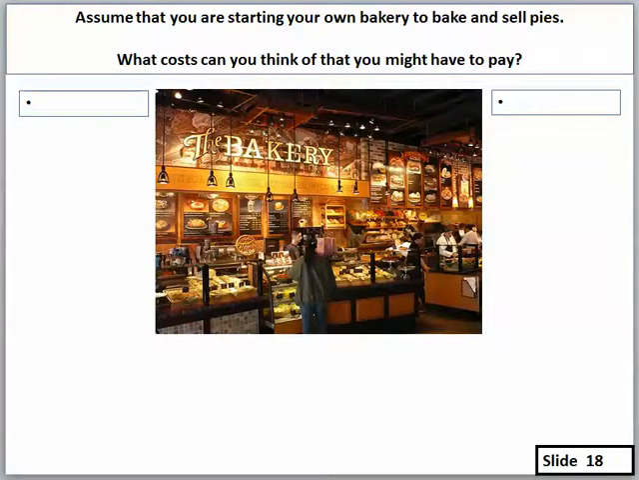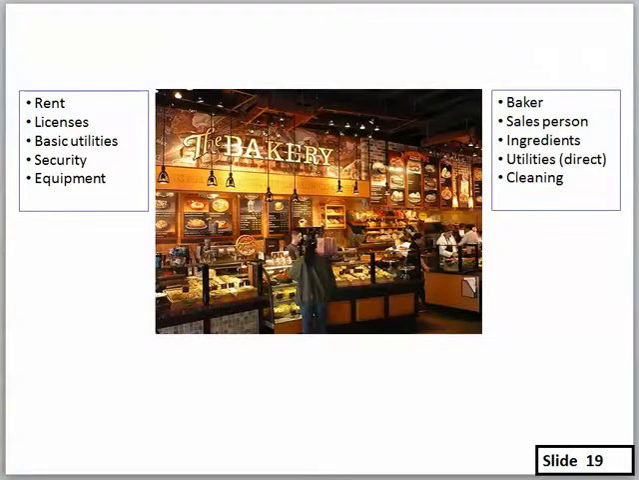Okay, so we're going to pretend that our class is starting their own bakery business. If this were a live seminar, I'd be asking you to tell me what are some of the costs that you can think of that would be involved in starting and running this business. So I'll show you some of the costs that students have told me over the time that I've been teaching this.